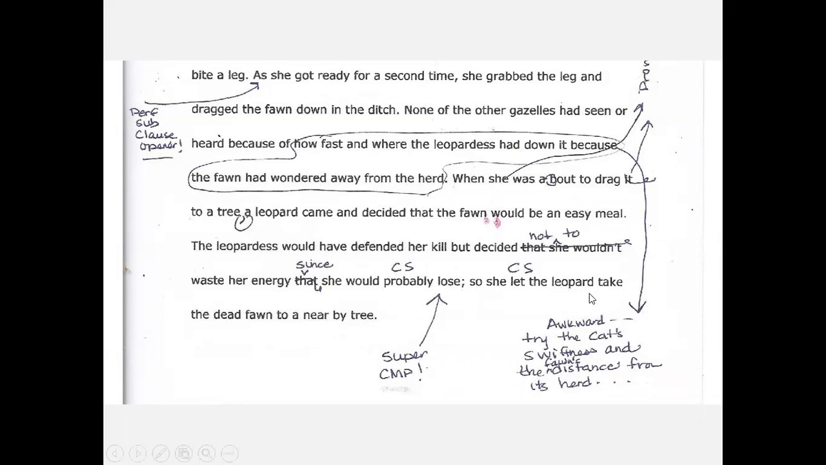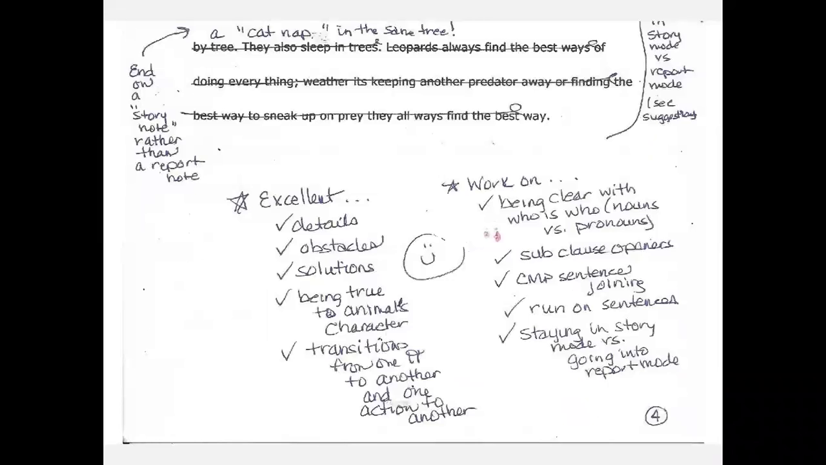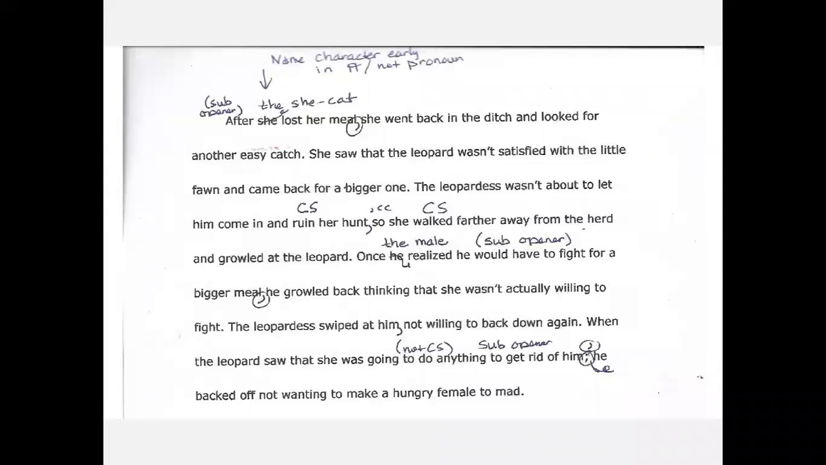So she let the leopard take the dead fawn to a tree, to a nearby tree. And if I did this again, I would have her hyphenate nearby. It's a two-word adjective. All right, I'm going to do one more quick paragraph, and then I'm going to let you go to finish reading it all. All right, so here we go.